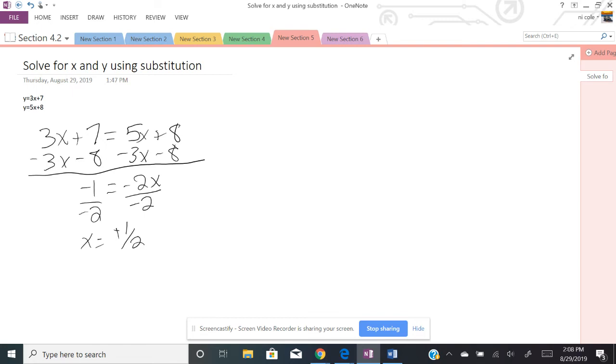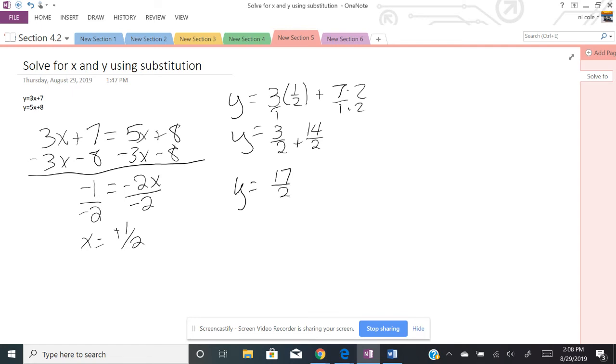All right, now let's throw that into a y equation. So y is equal to 3 times 1/2 plus 7. Let me make that into 1. I'm going to multiply this by 2, this by 2. So y is equal to, put that over 1, so that's 3/2 plus 14 halves. So y is equal to 17 halves. So your solution will be 1/2, 17 halves.